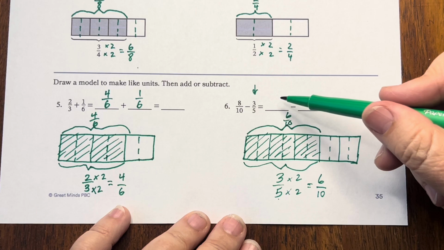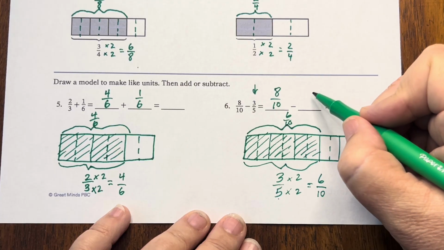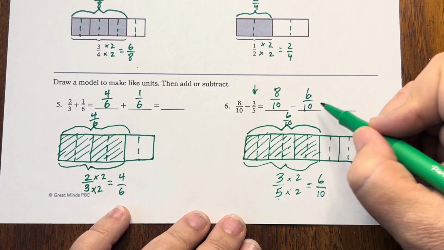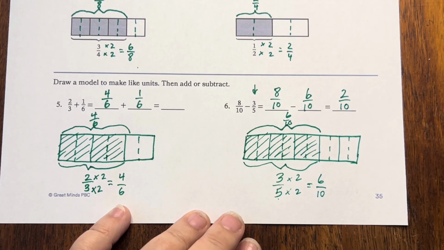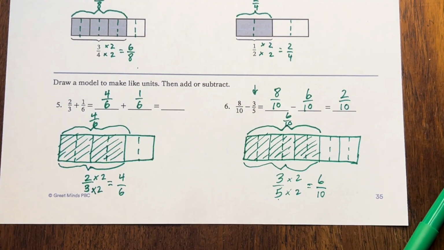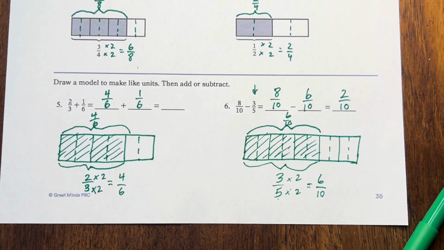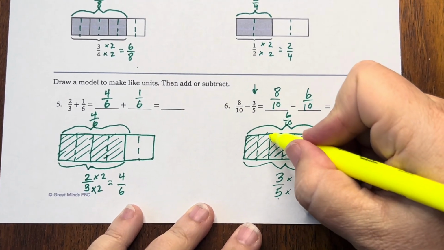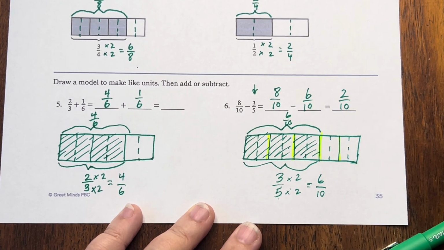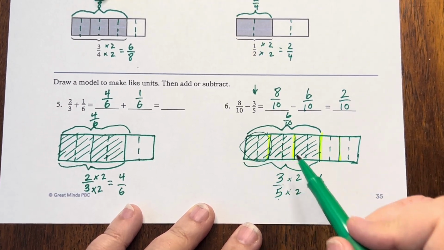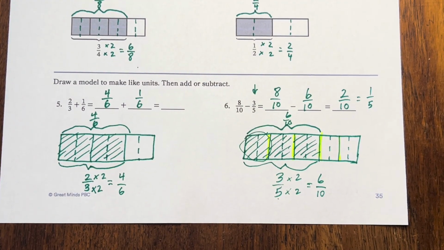Now I'm able to do my subtraction. So I had started with 8/10, subtracting 6/10. We're using our fraction equivalent, and I am left with 2/10. And if I want to get really tricky, I could say to myself, remembering that these started out as fifths, 2/10 is the same as 1/5. So 2/10 is the same as 1/5. Okay, you can do it.